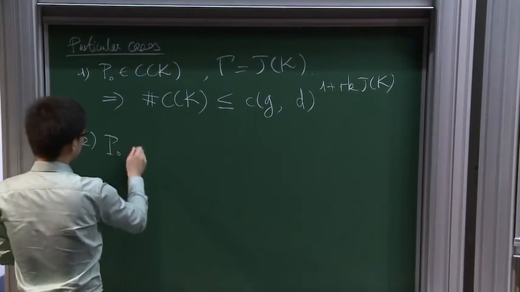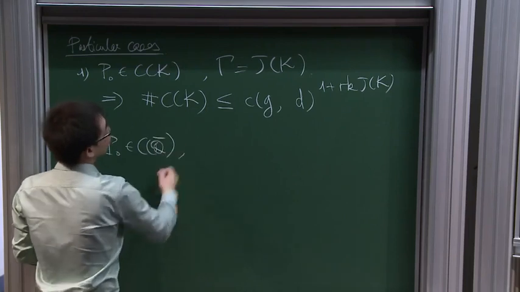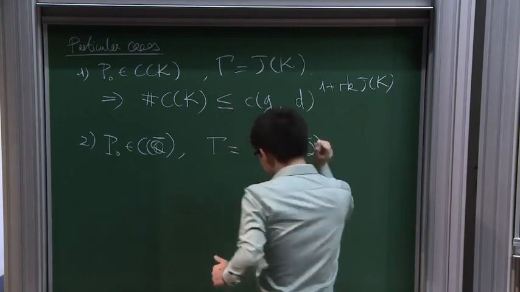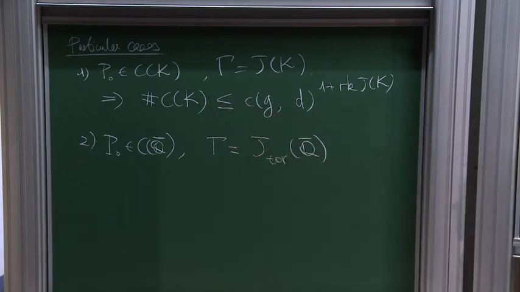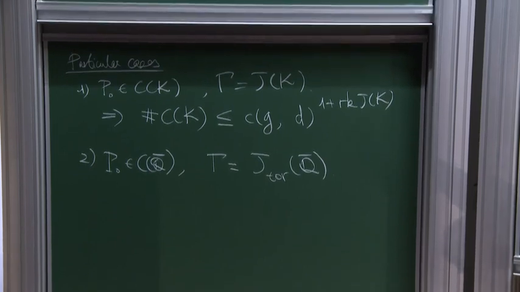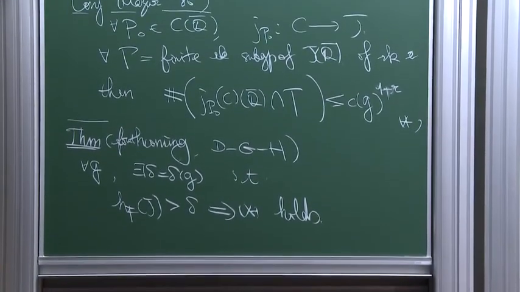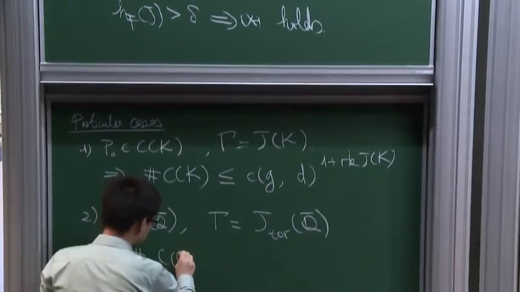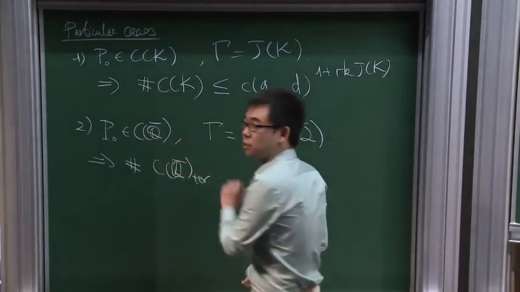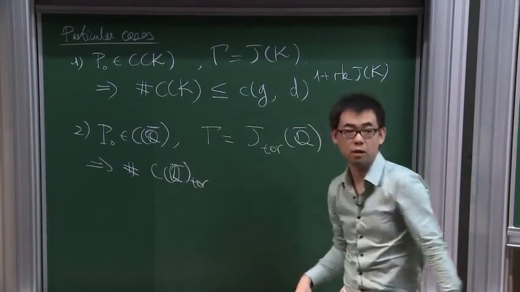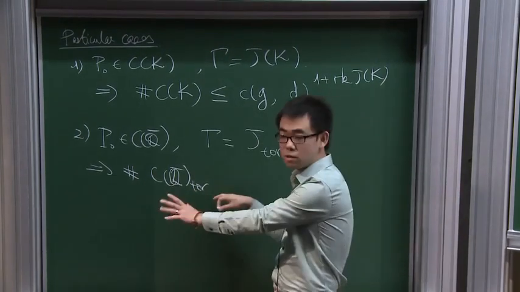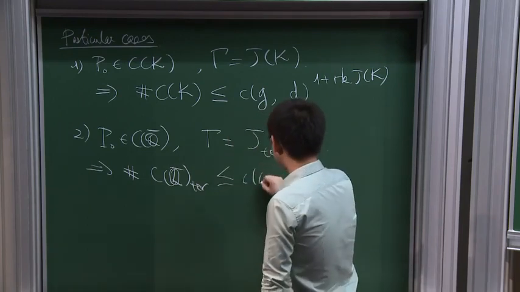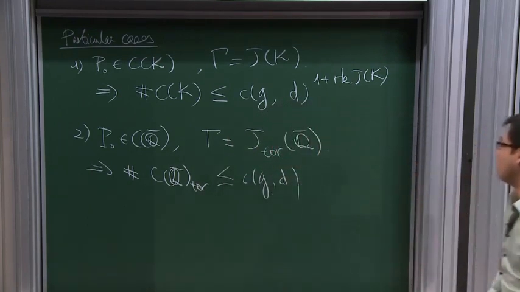Secondly, if we take P naught to be any Q bar point, but gamma to be the subgroup of torsion points. Right here, we only take finite rank subgroups, and this is a rank 0 subgroup. Then we have a bound that I'll just denote by C(Q bar, tau), but this really depends also on the P naught we chose at the beginning. So this is the size of the torsion packets, if you know the terminology. It depends uniformly on g and D.